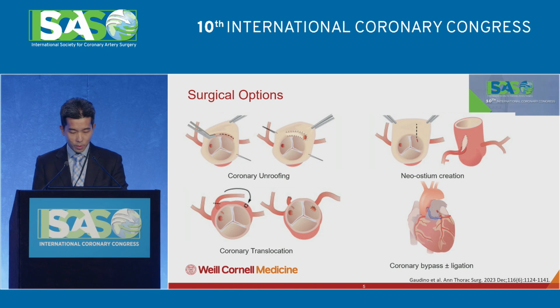Admittedly, I have tried unroofing on some patients, and if that doesn't go well, then convert to either translocation or ligation. It's pretty rare that you'd have to do the neo-ostium creation. It's more required sometimes when the intramural course goes behind the commissure, and you can either take down the commissure and later put it back up, or you can do this neo-ostium creation.